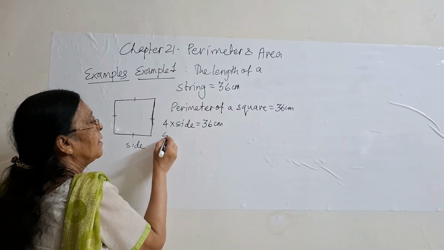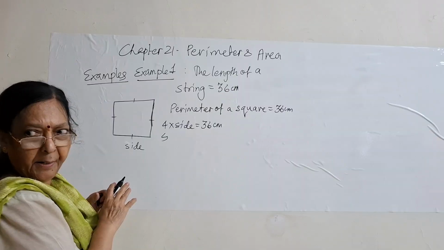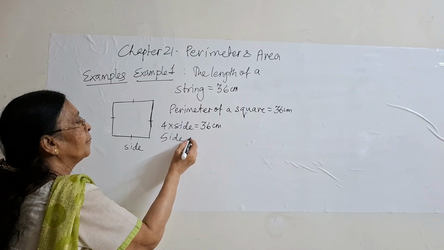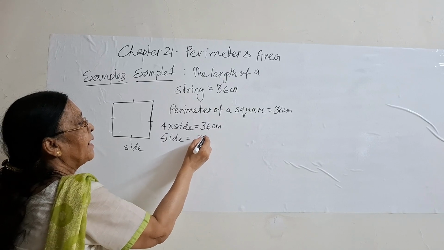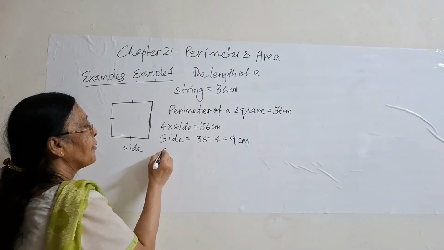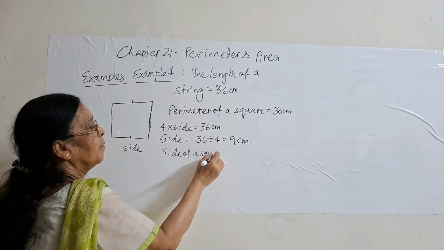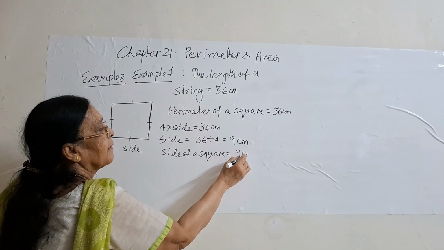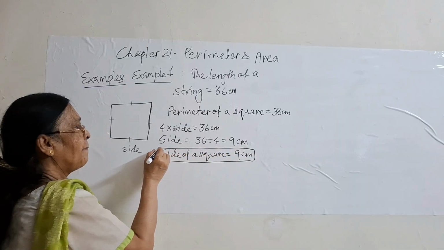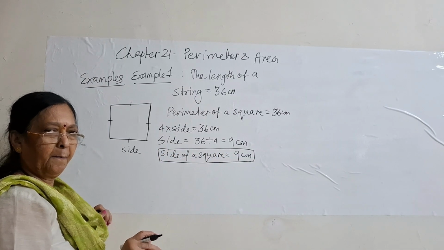So to find the side, we have to divide the perimeter by 4. That will give you 9 centimeters. So the side of a square whose perimeter is 36 will be 9 centimeters. So this is the first example.